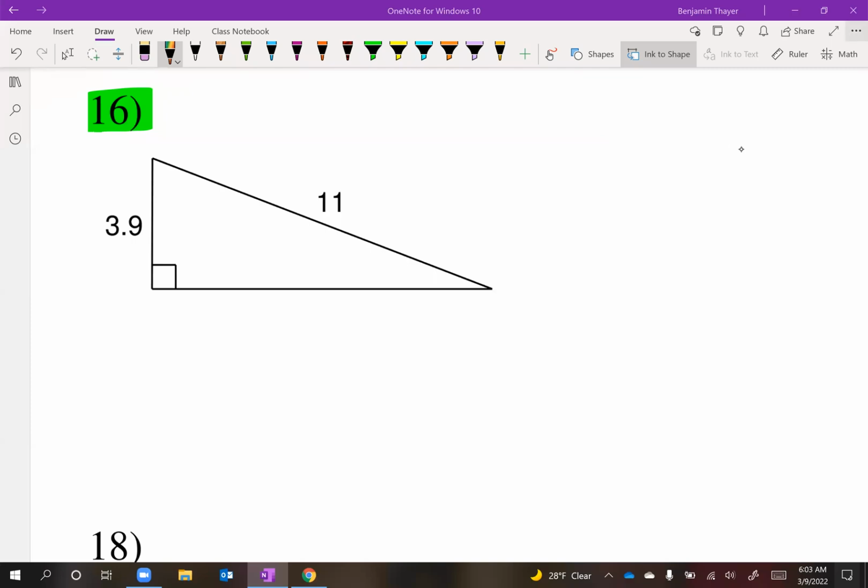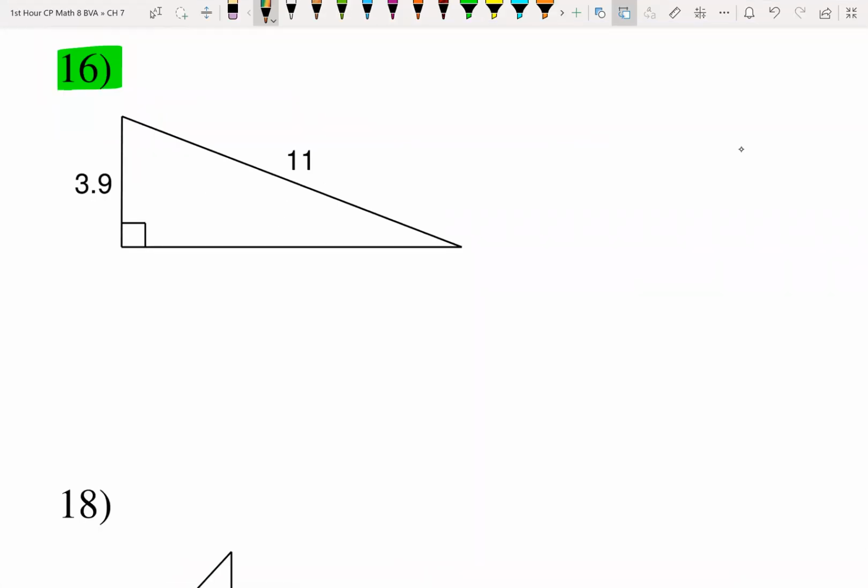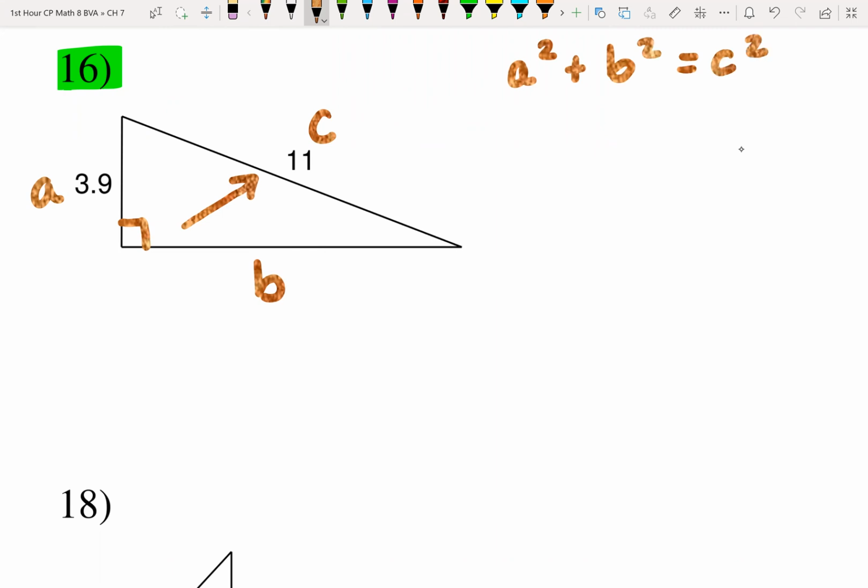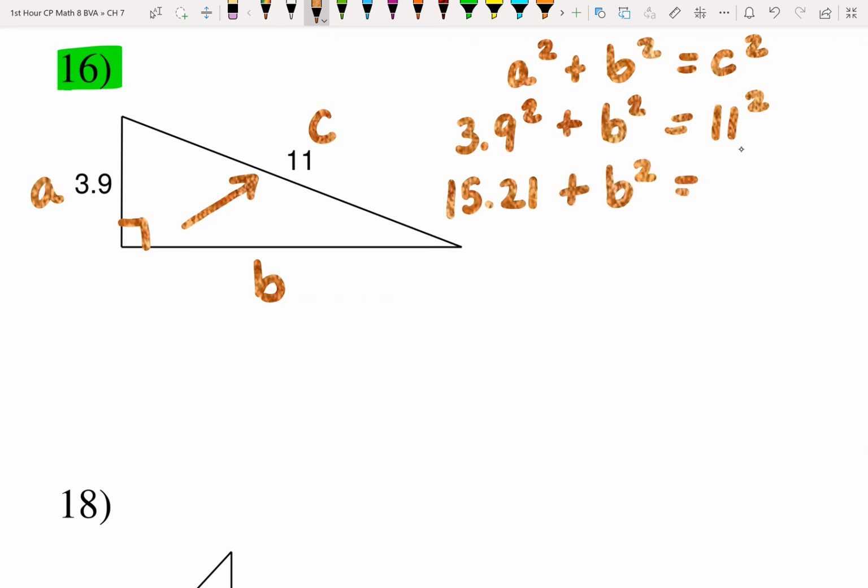Ready to go over number 16? Okay, let's take a look. Find that 90-degree angle. Opposite of that has got to be C, the hypotenuse. We'll call this A and this B, and write down the Pythagorean theorem. Let's plug in the numbers from our picture. 3.9 squared plus B squared equals 11 squared. So using the calculator, 3.9 squared is 15.21 plus B squared equals 121.